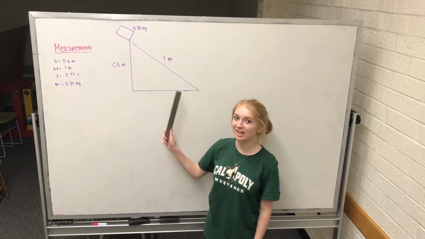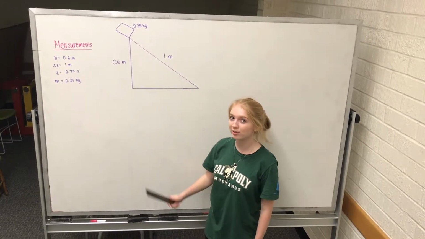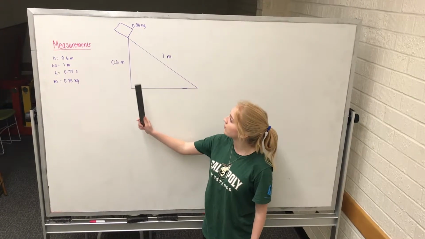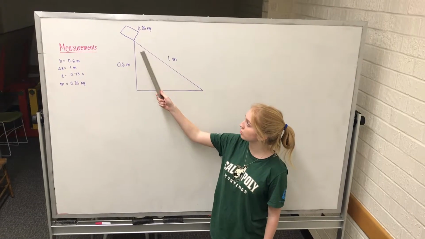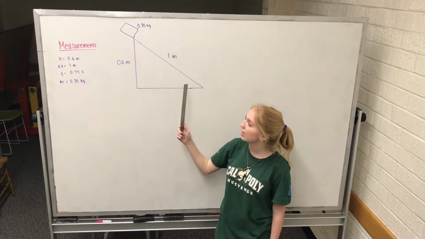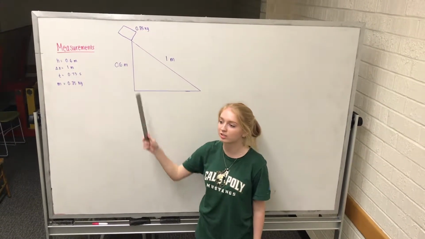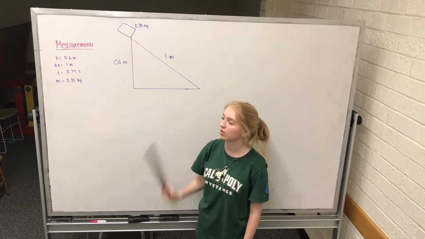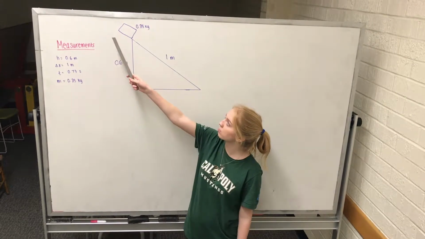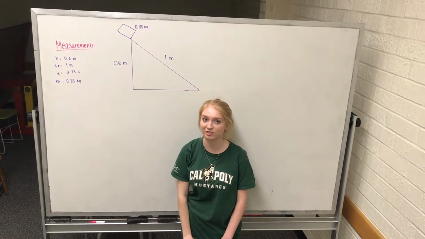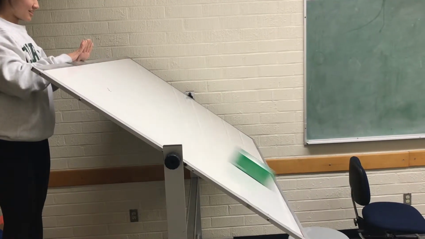A box sliding down a ramp. So we have a few measurements. The height is 0.6 meters and the distance the box travels is 1 meter, and the time it took for it to slide all the way to the bottom is 0.73 seconds, and the mass of the box is 0.85 kilograms. Go.